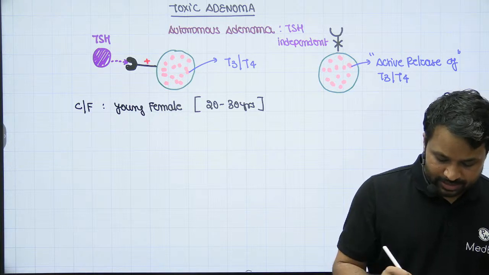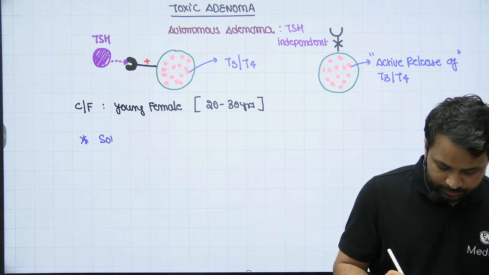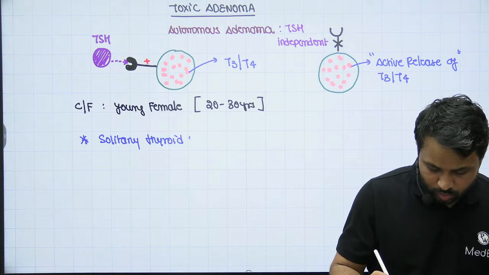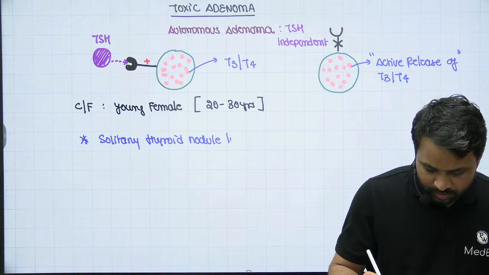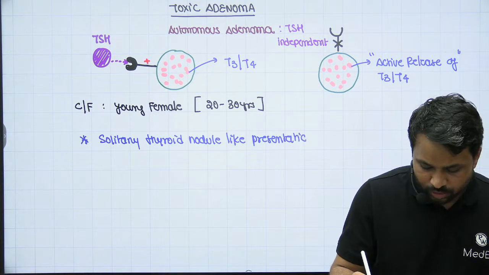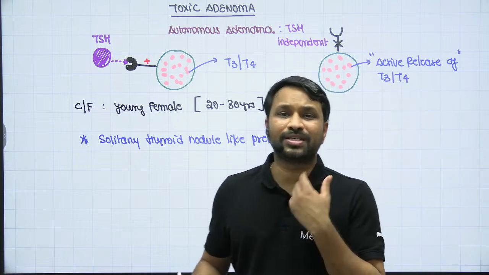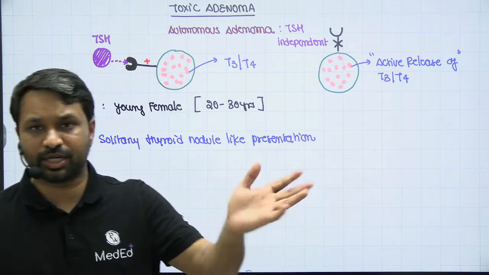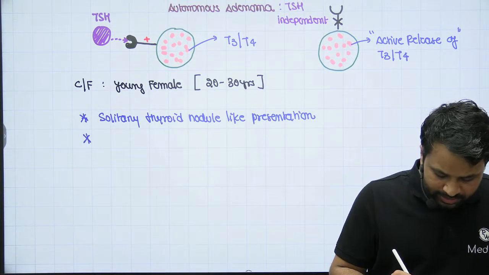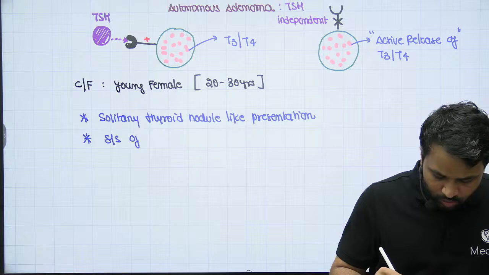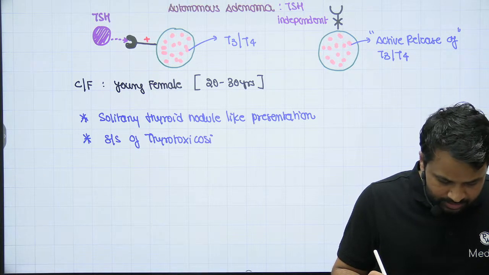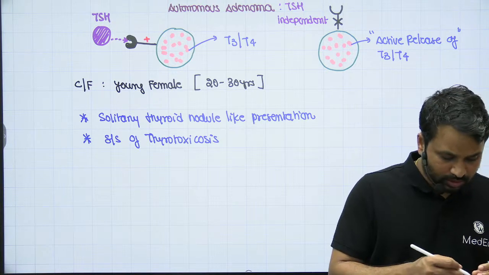Now their clinical presentation would be presence of a solitary thyroid nodule-like presentation. We have already discussed the presentation in thyroglossal duct cyst. So an isolated nodule present in the midline of the neck that moves upwards with deglutition. Everything else is going to be in the same context. Apart from that, what else will you find? You will see there will be signs and symptoms of thyrotoxicosis, right?